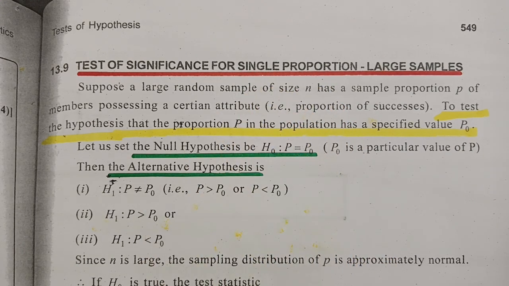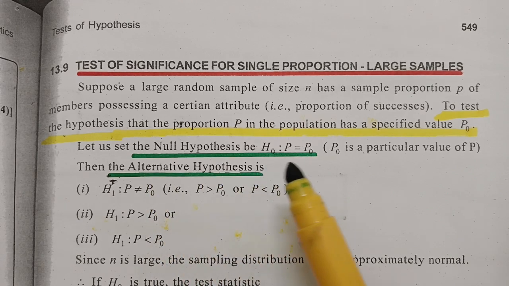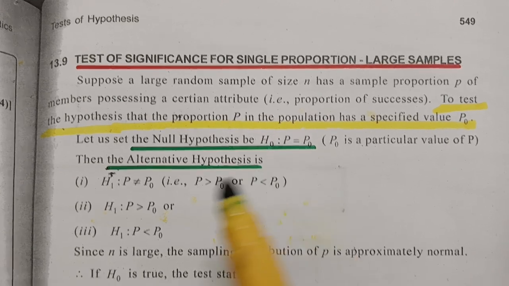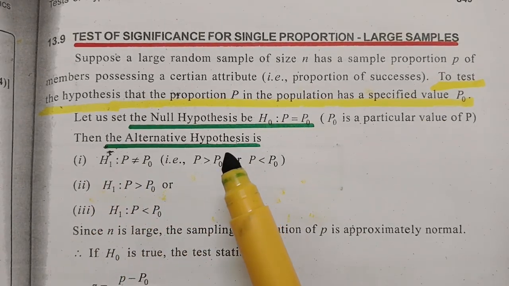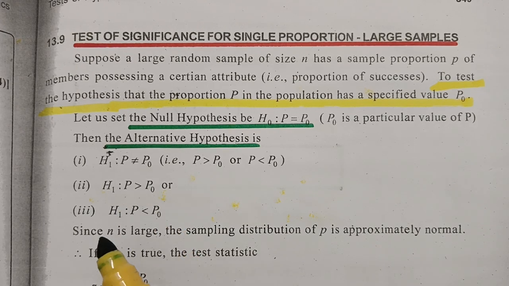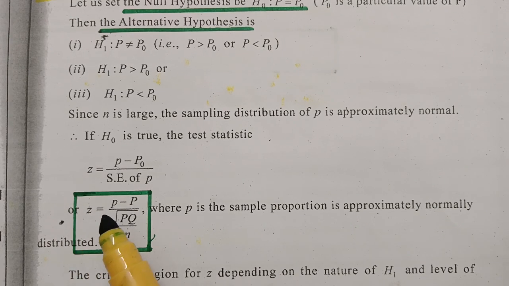So I'm clearly going to explain all the five steps here. The first one is the null hypothesis. H naught: we take the proportions to be equal, P equal to P naught. For the alternate hypothesis, you can take any statement, either P not equal to P naught, or P greater than P naught, or P less than P naught. The next, third step is the test statistic. In that we apply the formula Z equal to small p minus capital P by root over PQ by N. Each and every term I am going to explain with an example here.